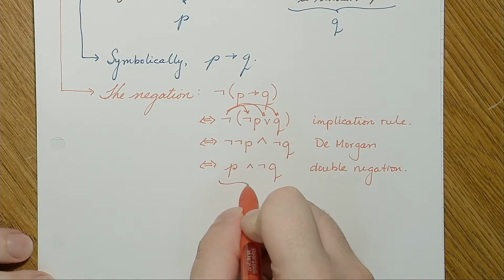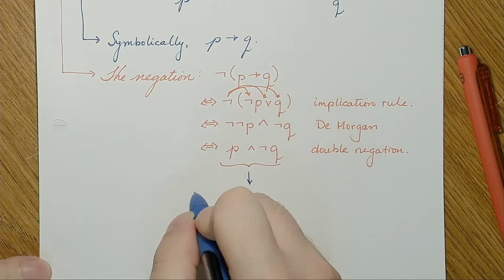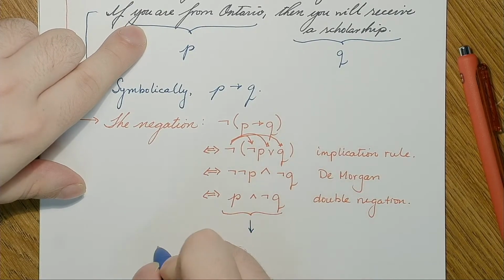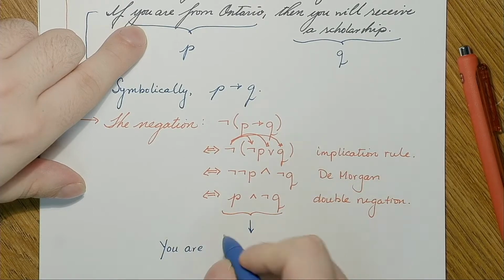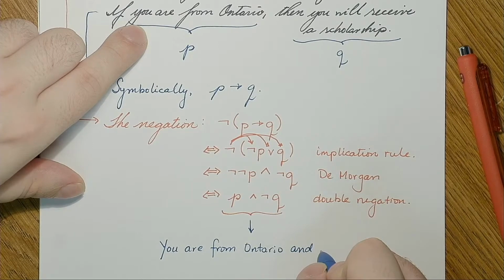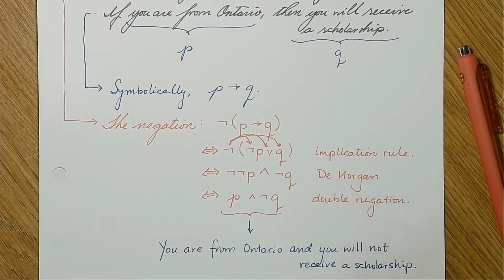So if I wanted to translate this back into English, this would say that, well, again, using what our P was, you are from Ontario, and you will not receive a scholarship. So that would be the negation of that implication.